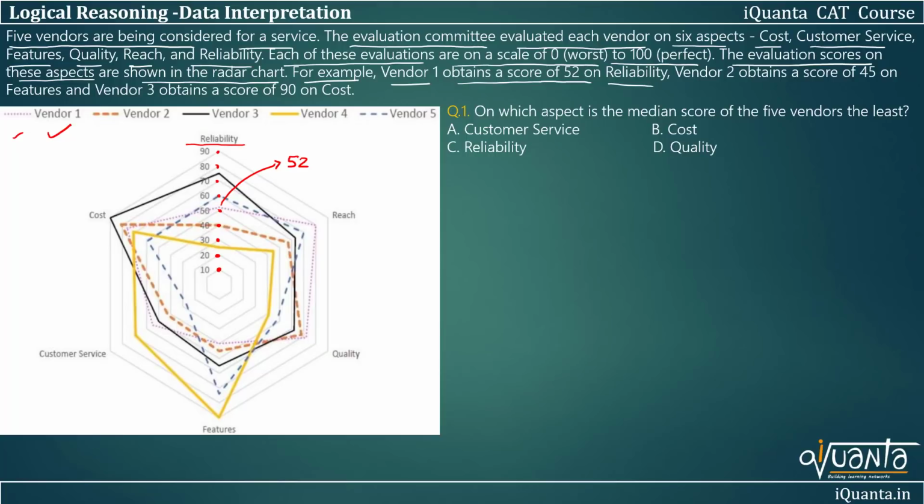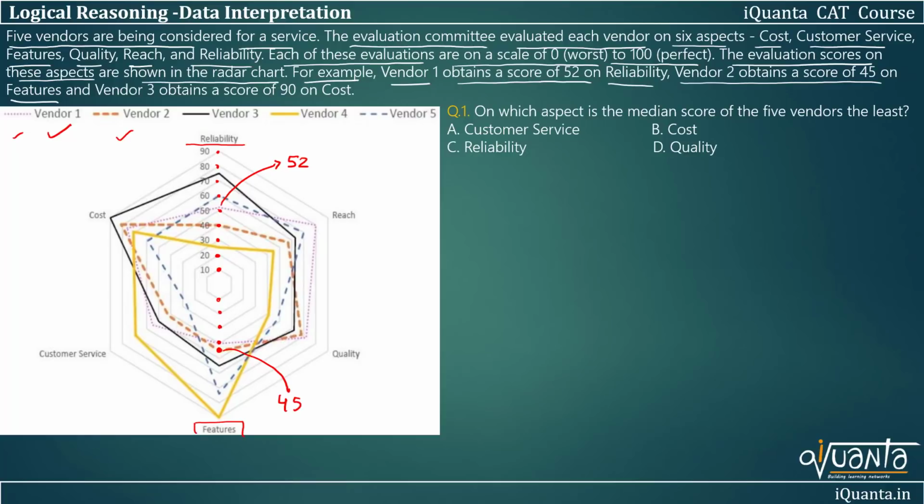Then reading further, vendor 2 obtains a score of 45 on features. So we are talking about features and vendor 2. Features are over here, and vendor 2 is represented by this orange dashed line. Dashed orange line is over here. So this will be the score of vendor 2 in features. And if you calculate this, it will be somewhere around 10, 20, 30, 40. This is somewhere around 45. So yes, this is how you have to read the chart.